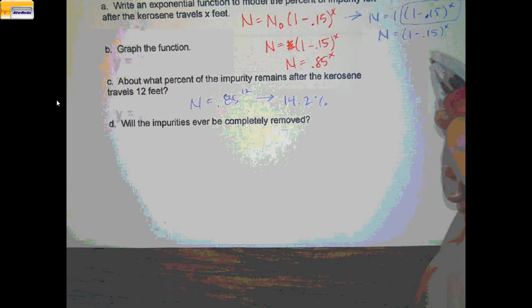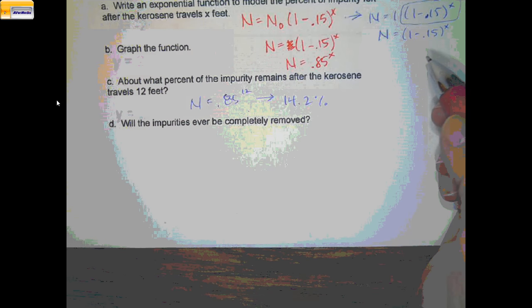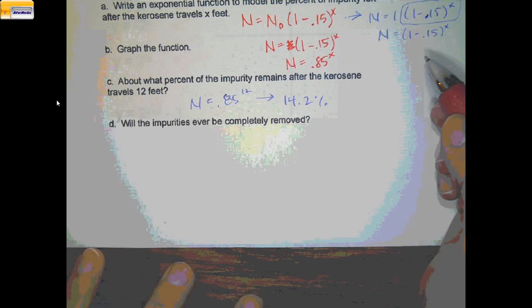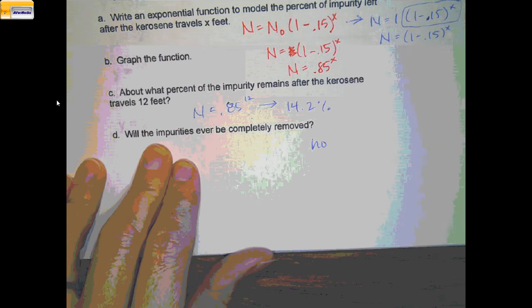Question D. Will the impurities ever be completely removed so we can get to 0%? No. It's like halving something. If you half it an infinite number of times, it just continues to get tiny, tiny, tiny, and it never really goes away. There's always a little bitty, minuscule piece there. So the answer is no, which is why there's an asymptote. It doesn't ever touch 0. It gets super close, doesn't touch it.